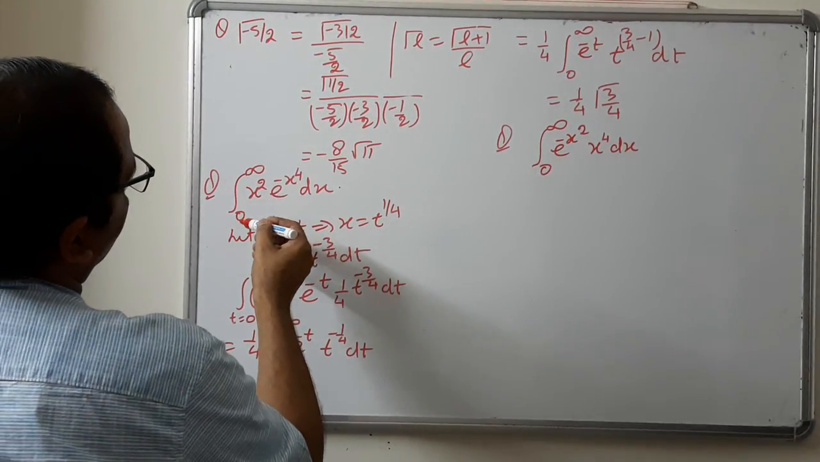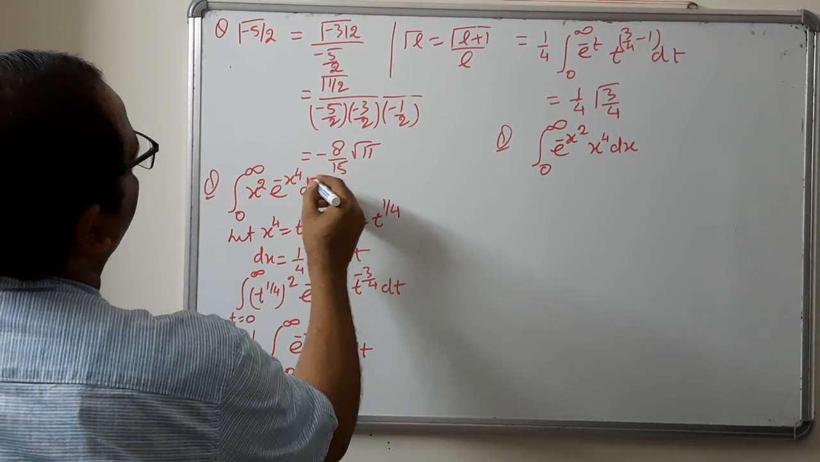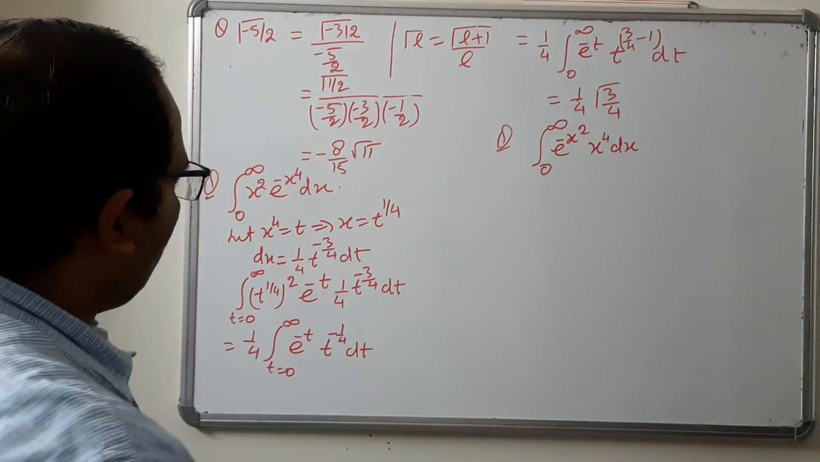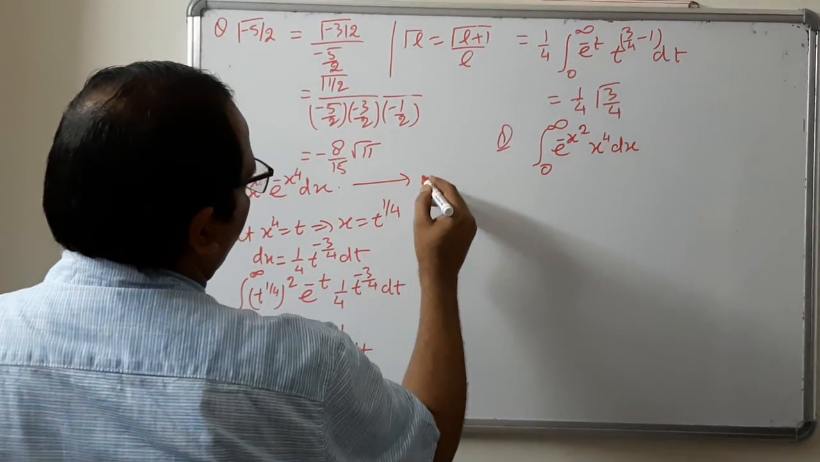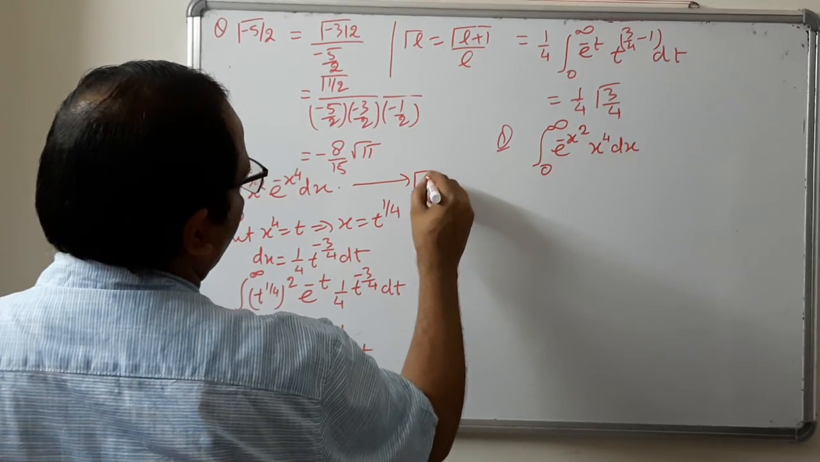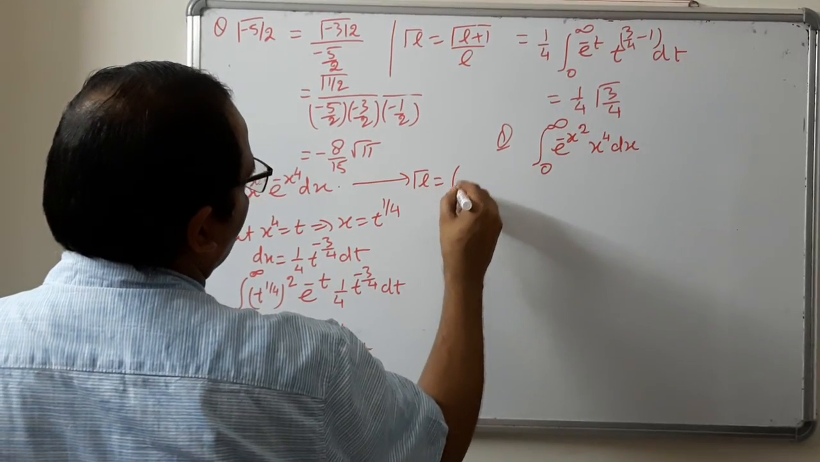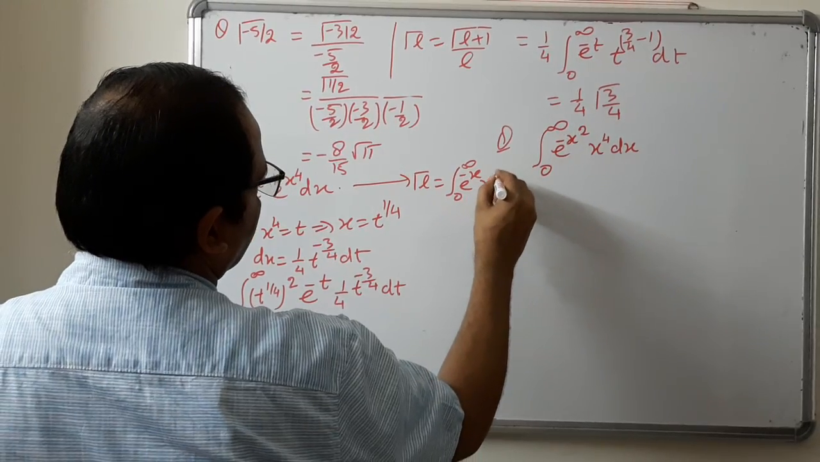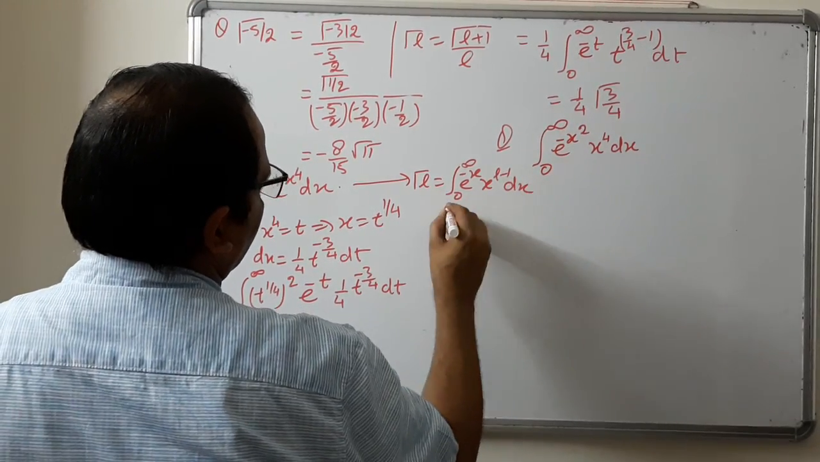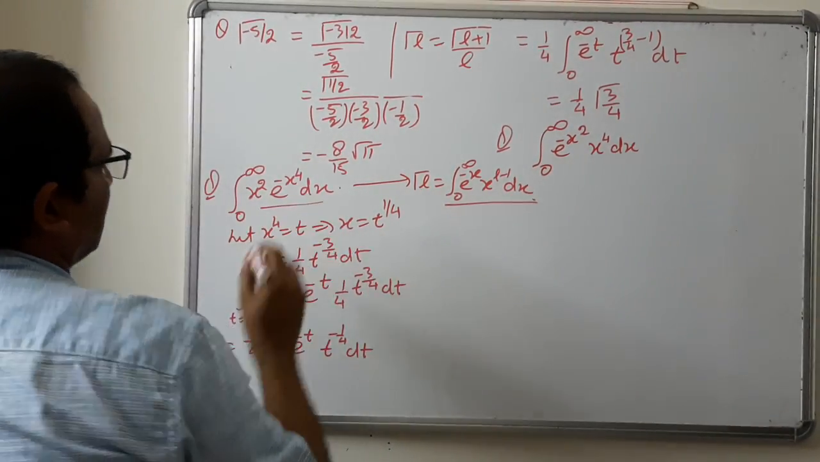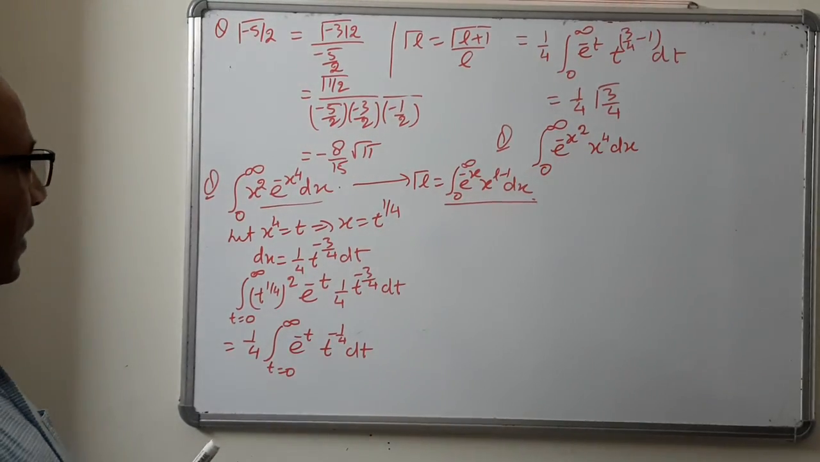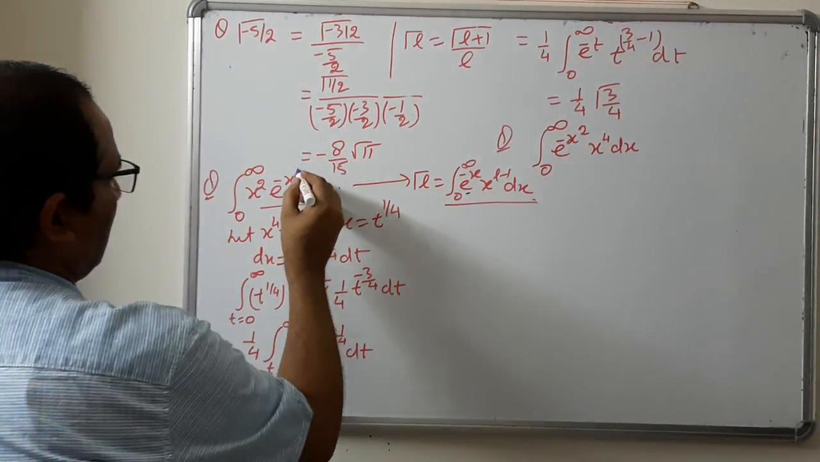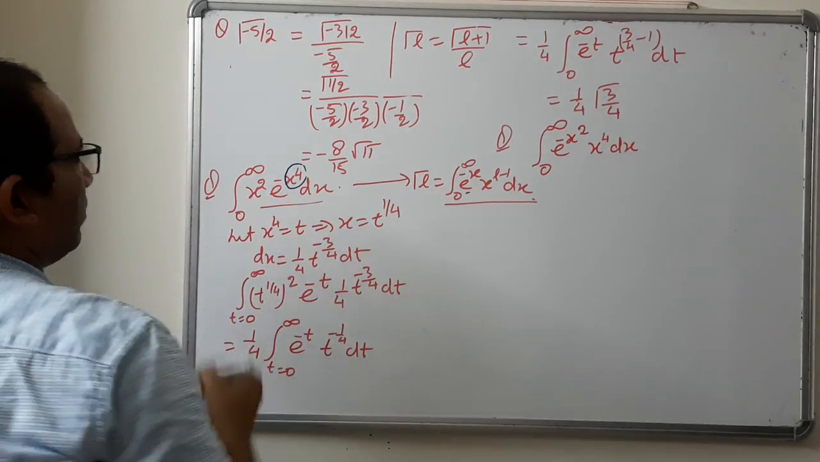Now the next question is the integral from 0 to infinity of x² e^(-x⁴) dx. If we compare this with the standard formula, what is the standard formula? The standard formula is Gamma(L) equals the integral from 0 to infinity of e^(-x) x^(L-1) dx. If we compare this one with that one, we can see that here we have e^(-x) and here we have e^(-x⁴).